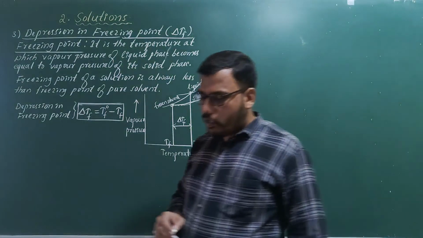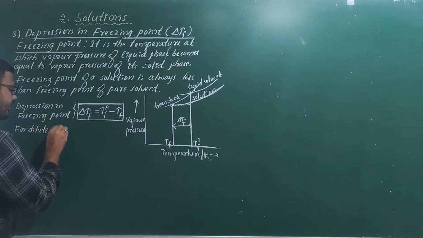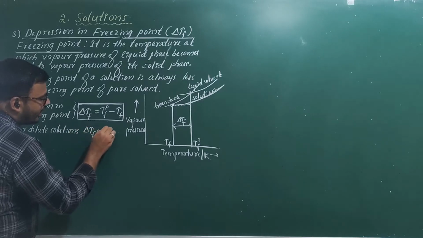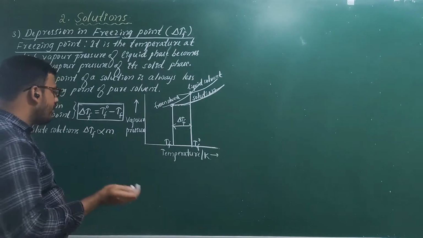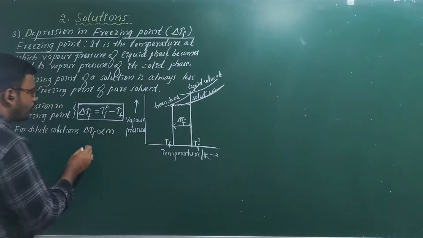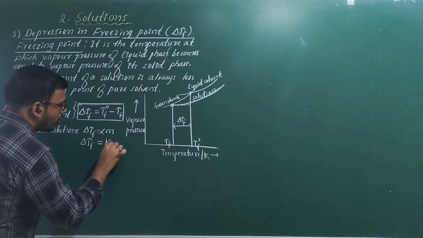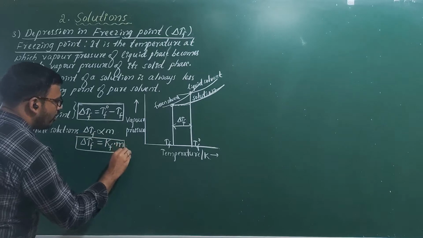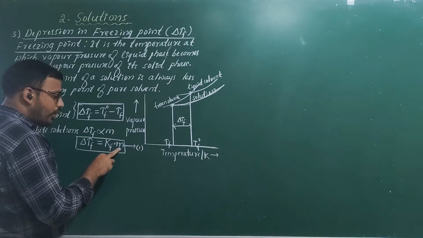Now for dilute solutions, this delta Tf is directly proportional to molality, as we have already seen for elevation of boiling point. The same case, delta Tf is proportional to molality. To remove this proportionality, delta Tf is equal to some Kf into molality. Say this is equation 1. m is molality, that you know.